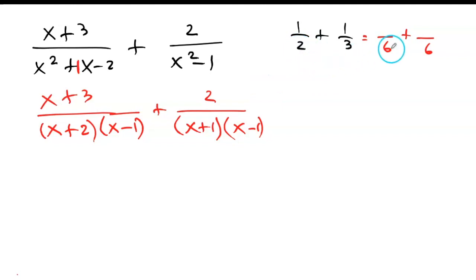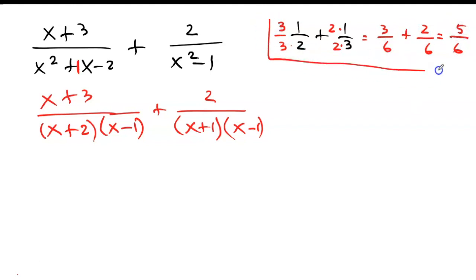Okay, from 2 to 6, by what number do I need to multiply 2 to get to 6? I've got to multiply times 3. Whatever I do on the bottom, I do on the top. 3 times 2 is 6. 3 times 1 is 3. The next fraction plus the next fraction, 1/3. How can I get 3 to 6? I've got to multiply times 2 on the bottom, 2 on the top. 2 times 3 is 6. 2 times 1 is 2. Final answer, I keep the same denominator and I add the tops. And that's my answer.